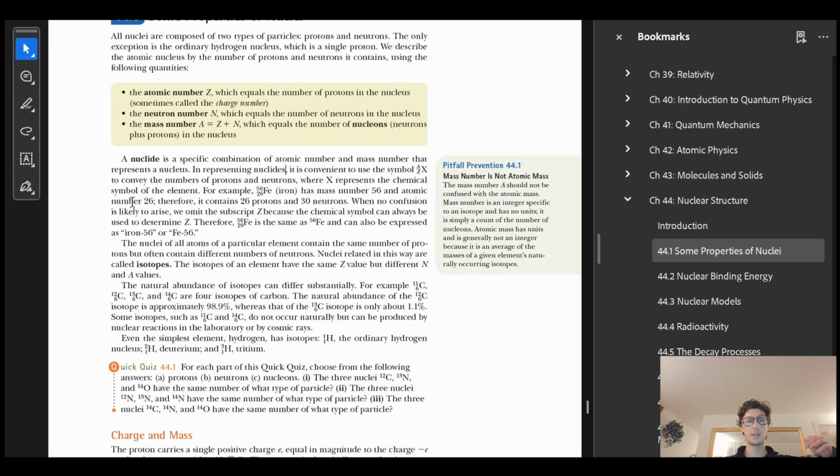X represents the chemical symbol of the element. For example, iron 56 26 has mass number 56. Mass number is over here, A, right? That's the A right over here at the top, 56. And atomic number 26. Atomic number is this Z. And they tell you mass number is equal to atomic number plus N, which is the neutron number.